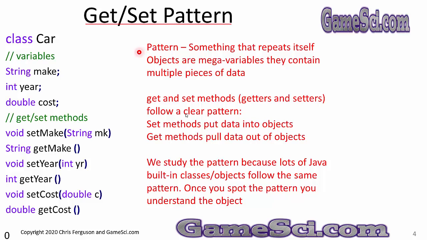The get set pattern. A pattern is something that repeats itself. Objects are megavariables. They contain multiple pieces of data. Get and set methods, also called getters and setters, follow a very clear pattern. A set method puts data into the objects. Get methods pull data out of the objects. Set says put some data inside my object variables. Get says pull that data out of my object variables. We study the pattern because lots of Java built-in classes and objects follow the same pattern. Once you spot the patterns, you understand the objects.